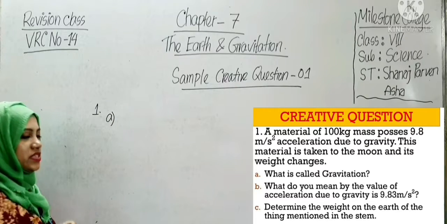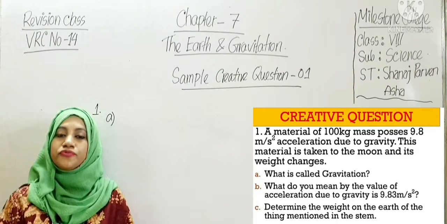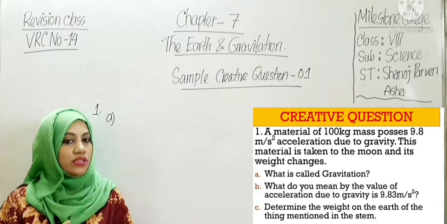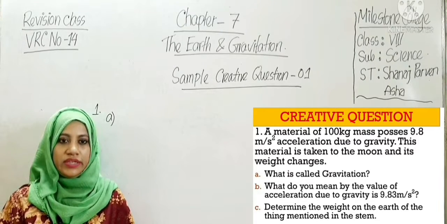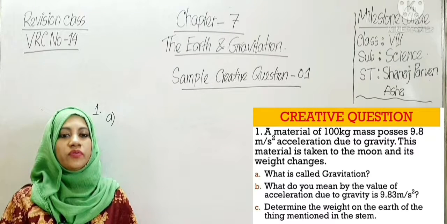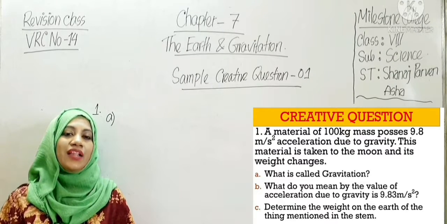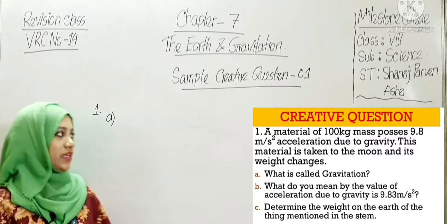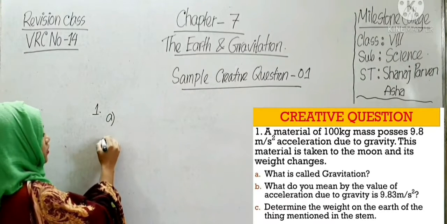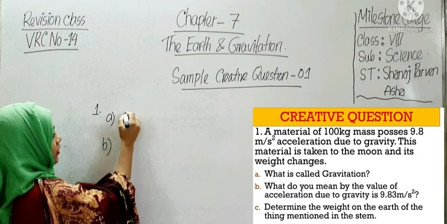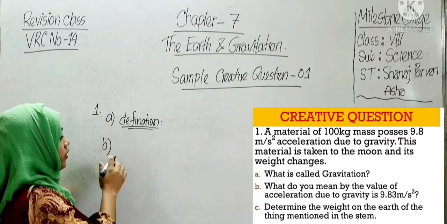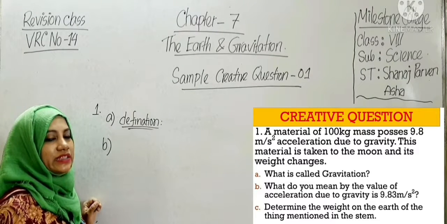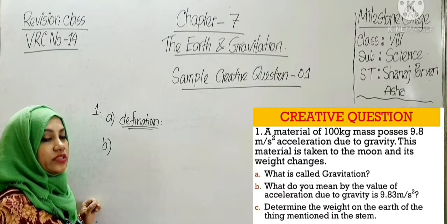What is gravitation? Gravitational force between any 2 objects in the universe is called gravitation. Okay. 2 number, what do you mean by the value of acceleration due to gravity is 9.8? B number. So for A, you will write only the definition. Next point, the first part is the knowledge base part. You know 9.832 is the value of g at the polar region.